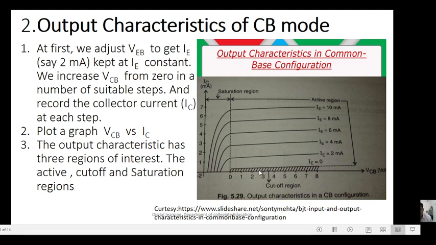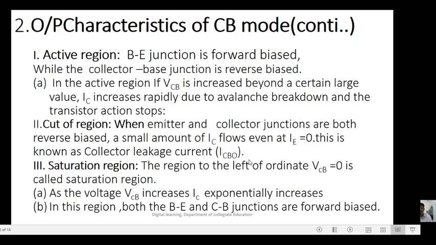ICBO is known as the leakage current. That means here IE is almost 0. Saturation region. So the third case is the saturation region. The region to the left of the ordinate VCB equals 0 is called the saturation region.